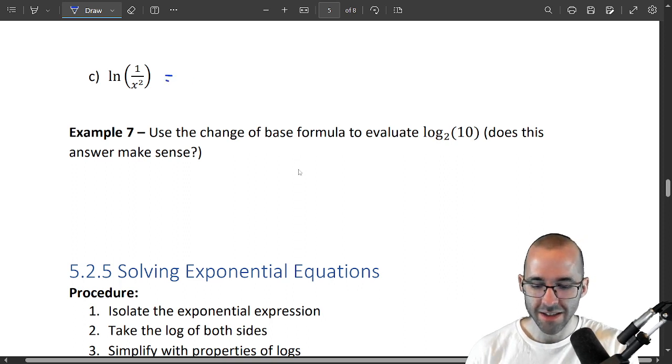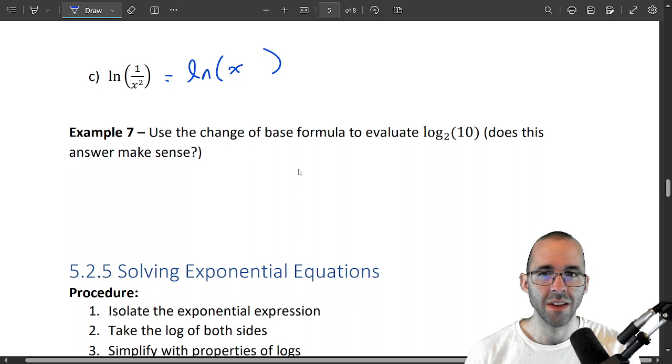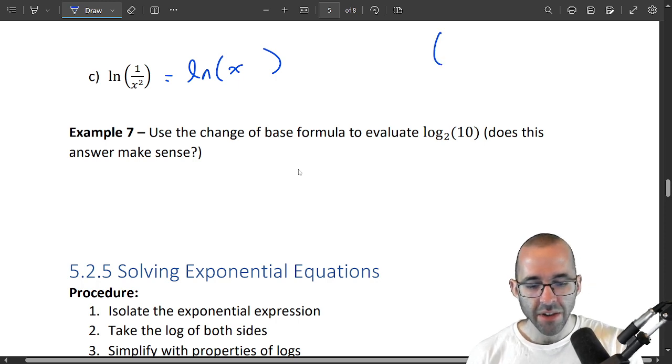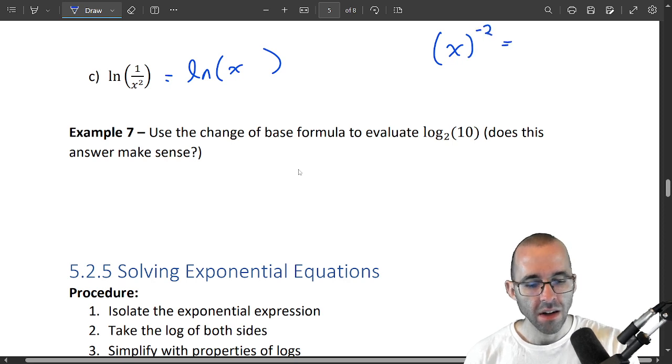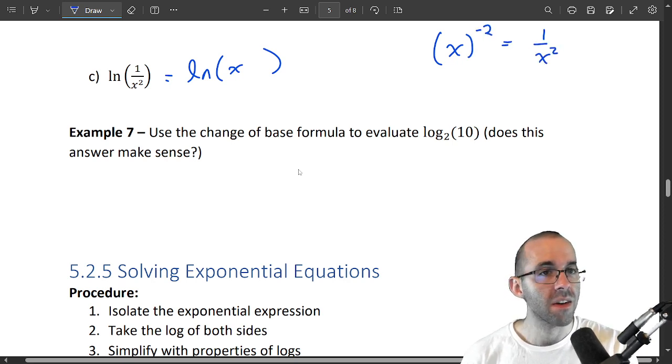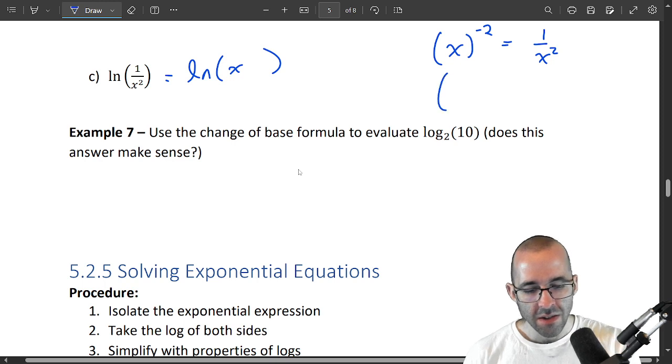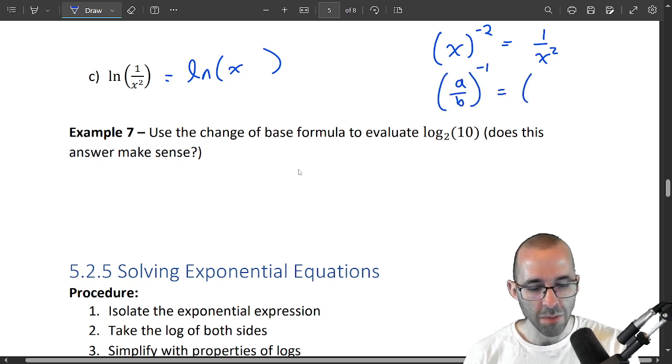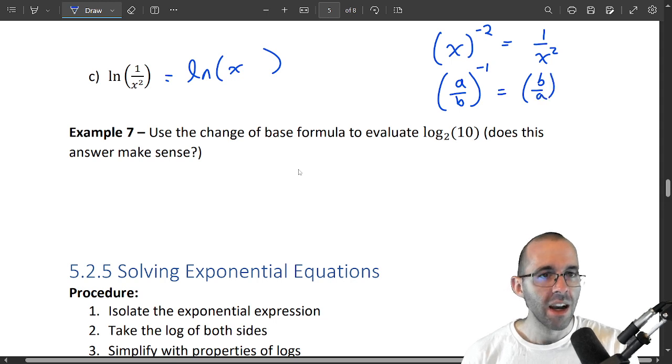Do we need to write this? It's the natural log of x to some exponent. Remember your properties of exponents from way back when, whenever that was. That if we have a negative exponent, that means reciprocal. If I have something like a over b to the negative 1, it's going to be b over a. Anytime we have a negative exponent, that means reciprocal.